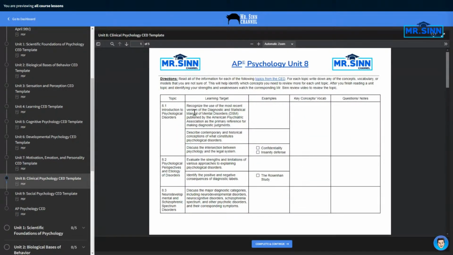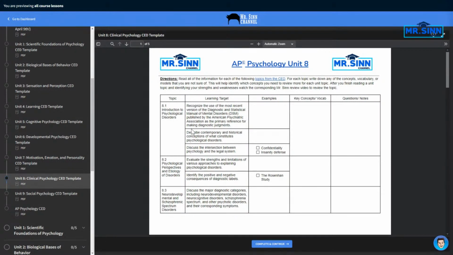This document, again, is in that ultimate review packet. Link is in the description. This is part of that free preview, so don't worry. What I did is I just took that CED, took the topics, the learning targets, our examples. This is what College Board wants us to know. So these are the things that could come on the test from this unit.